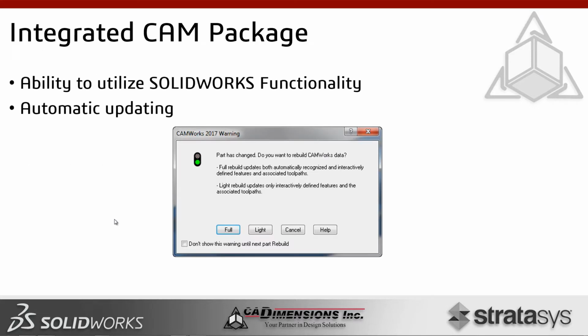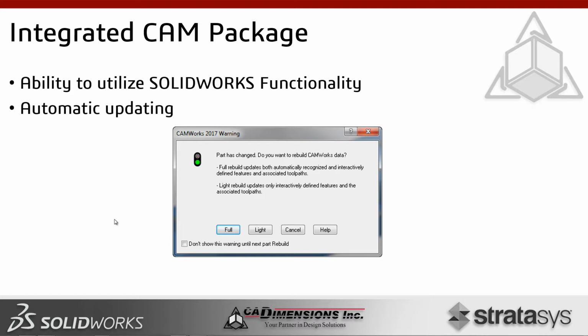And then to wrap everything up, we'll talk about 3-axis, 3+2, and 4, 5-axis machining utilizing SOLIDWORKS surfacing. The first thing I want to talk about today is the integrated CAM package. The question that we have today regarding the SOLIDWORKS tools is only because CAMWorks is integrated. So the ability to utilize our SOLIDWORKS functionality is really the goal that we're looking for today.